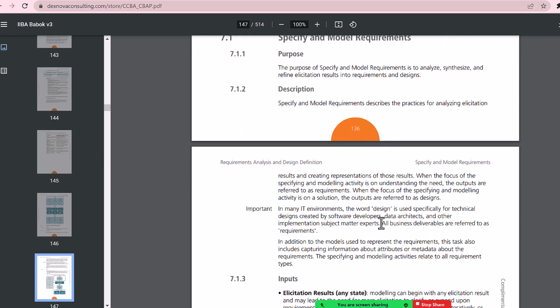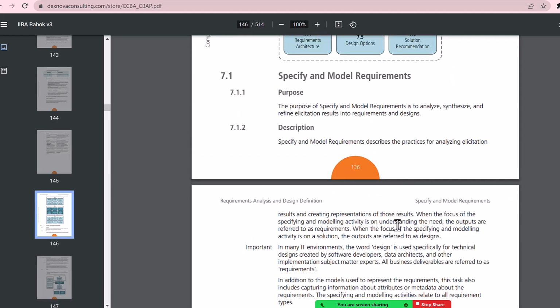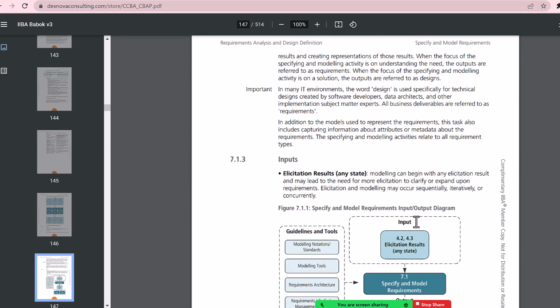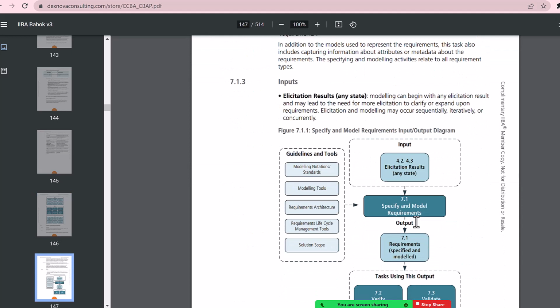So first is specify and model the requirements. What do you mean by model requirements? Whenever you're getting a requirement, you are getting it in multiple ways. First, you are asking the business owners to join a call, and you are asking them, can you give me a requirement, and everybody is saying something. Let's say there are four different business owners, and everybody is saying this is how I want, this is how I want, and all that.